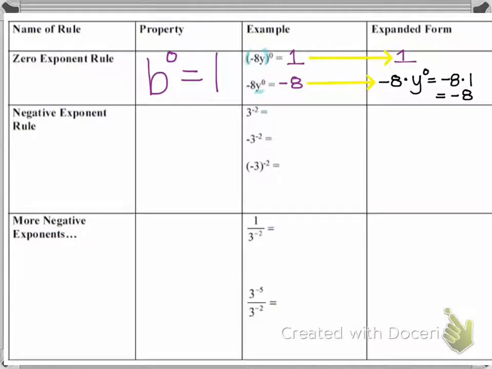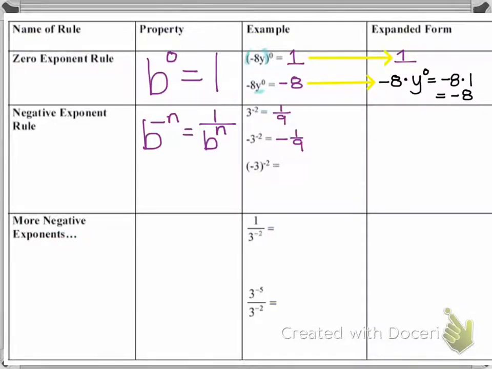Let's look at our negative exponent rule. We learned that if we have a base raised to a negative exponent, it becomes the reciprocal of that base raised to the positive version of that exponent. So for 3 to the negative second, that becomes 1 over 9. Now, negative 3 to the negative second without parentheses can also be read as the opposite of 3 to the negative second power. So this is negative 1/9.